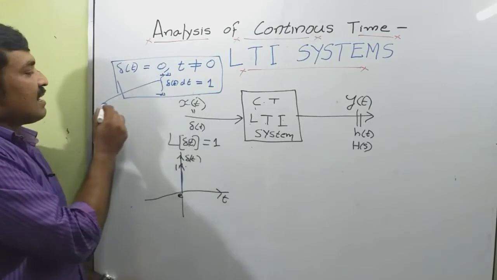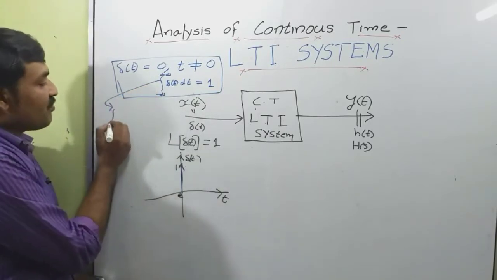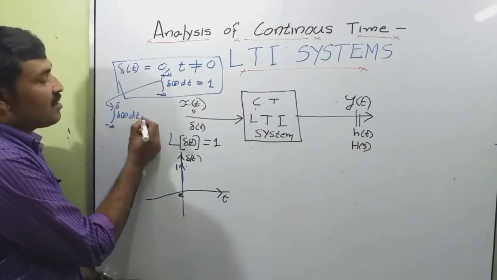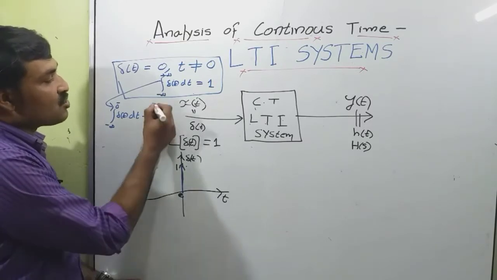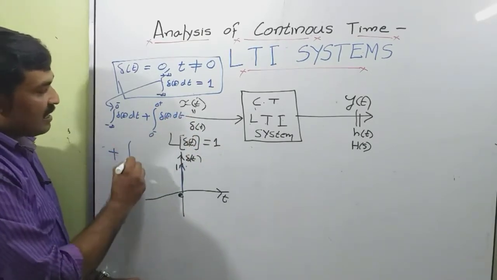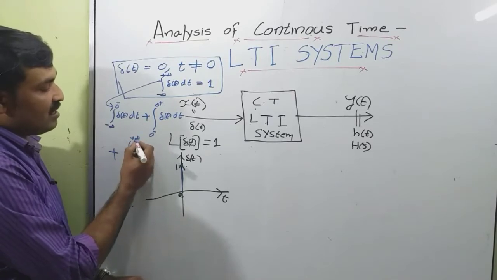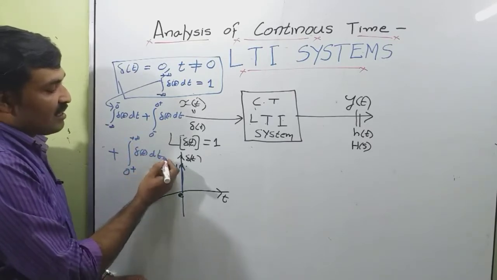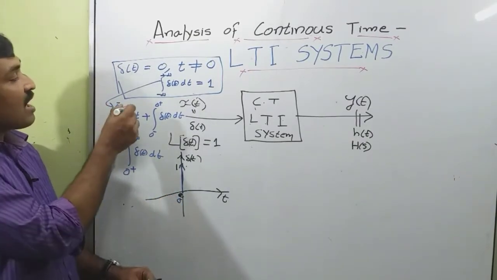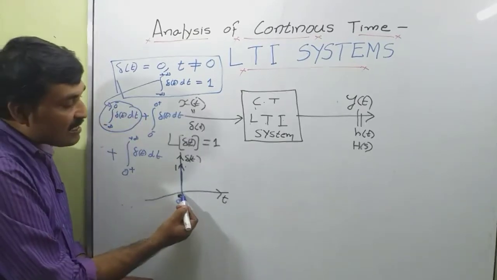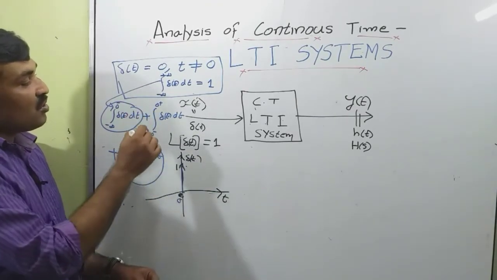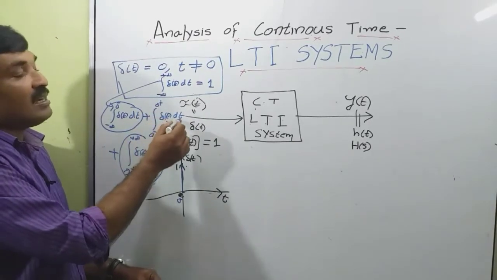We can split this integral into the integral from minus infinity to 0 minus of δ(t) dt, plus the integral from 0 minus to 0 plus of δ(t) dt, plus the integral from 0 plus to plus infinity of δ(t) dt. From minus infinity to 0 minus, the value of the signal is 0, so this integral becomes 0. From 0 plus to infinity, the value of the signal is also 0, so this integral is also 0. So the integral from 0 minus to 0 plus of δ(t) dt is equal to 1.